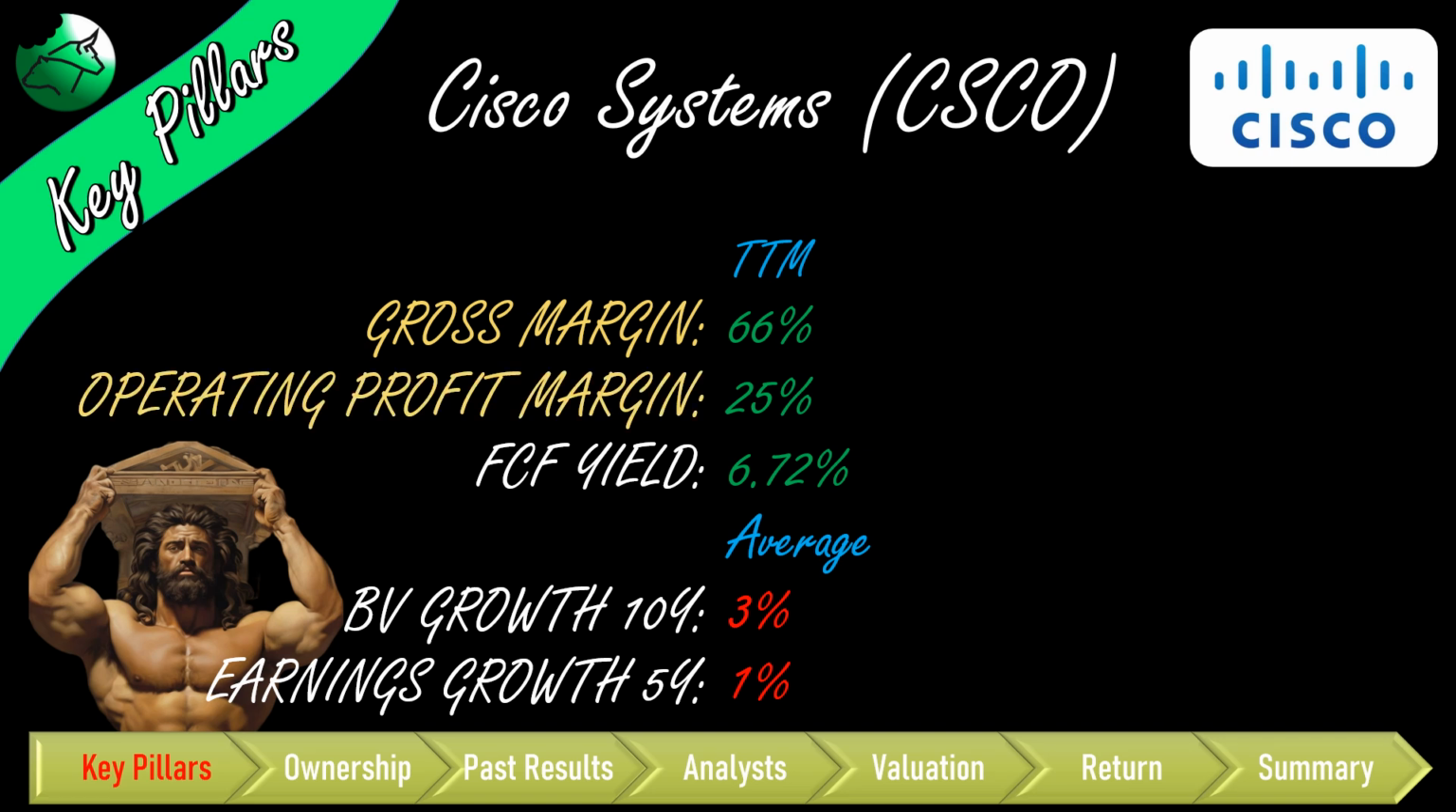Next we come to the operating profit margin. This tells us how much profit a company makes on $1 of sales after paying for costs of production, such as wages and raw materials, but before paying any interest or tax. And the operating profit margin is great at 25%.